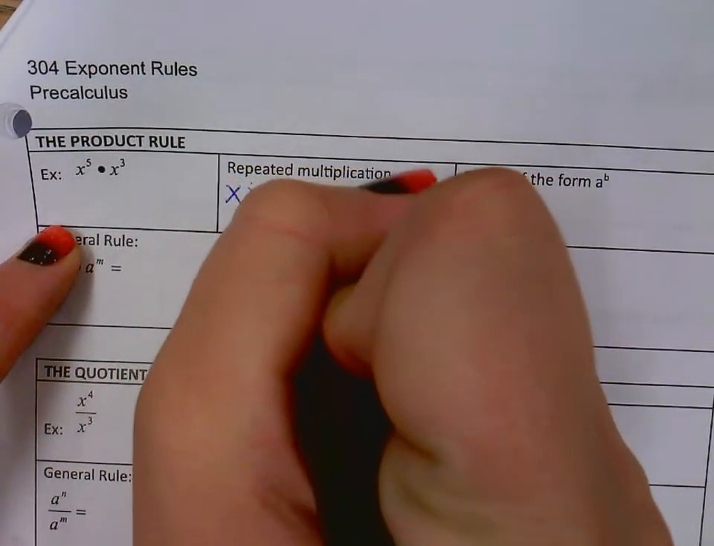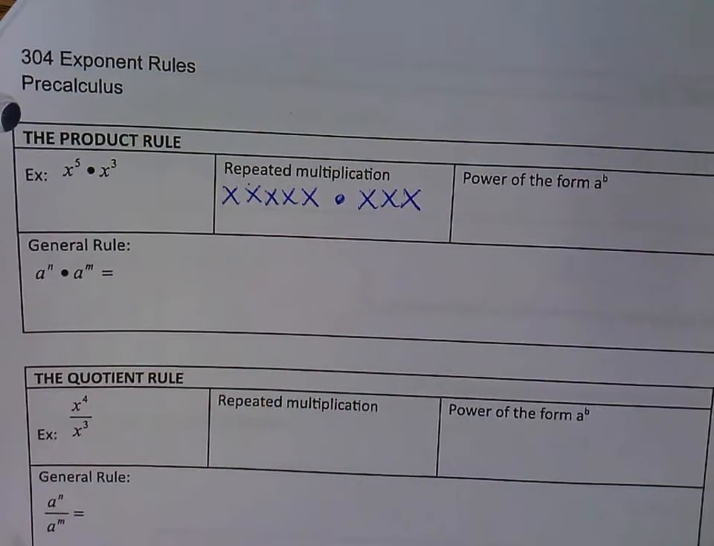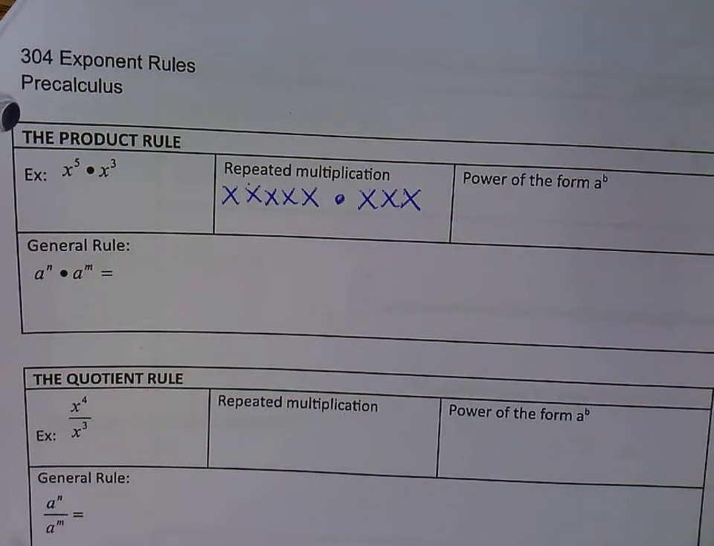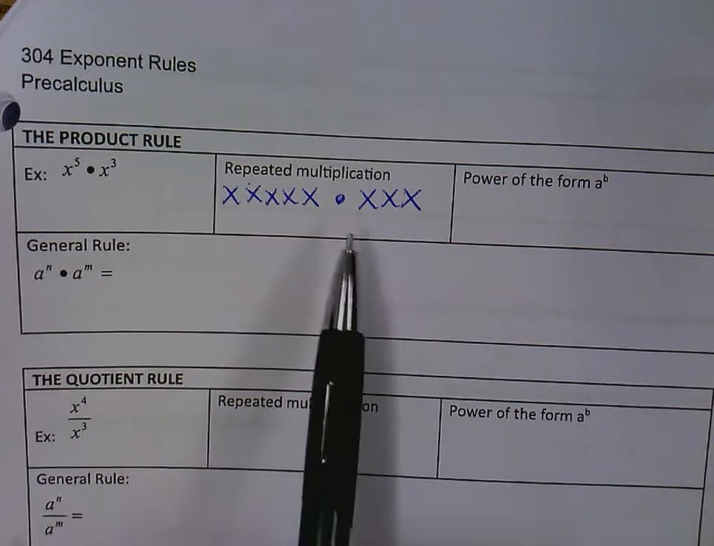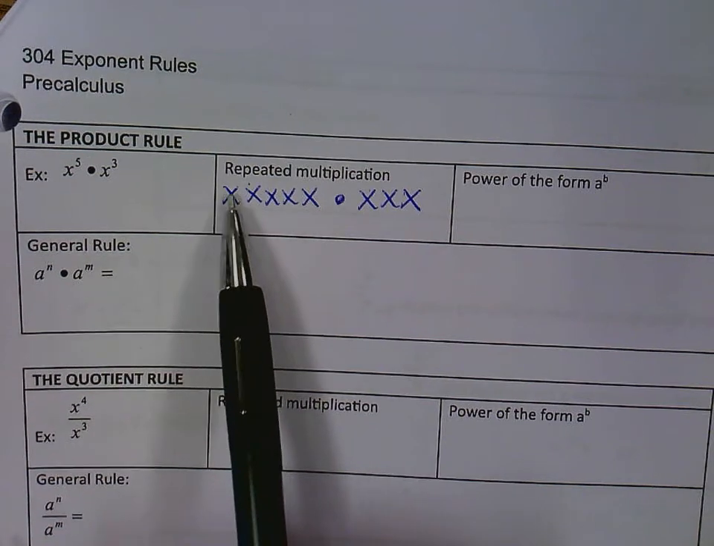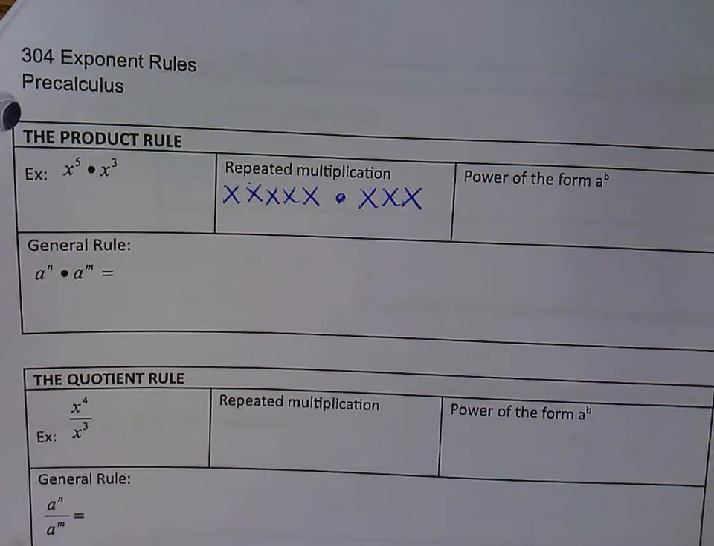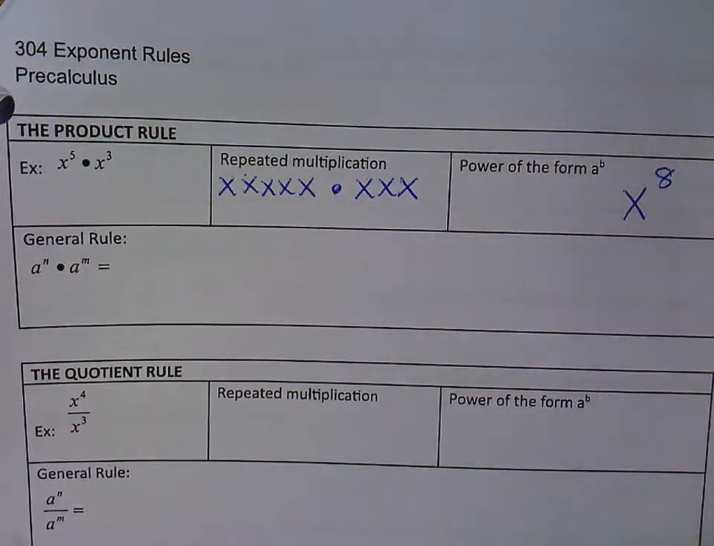x to the 5th would look like that. X cubed would look like that. How many x's are being multiplied together total? Because I don't have to write a multiplication symbol there. I could write a multiplication symbol in between every single one of these x's, right? Because multiplication is commutative, forward and backward, any order. So how many x's are being multiplied together? This is really x to the 8th power.